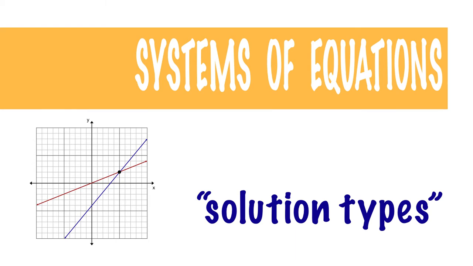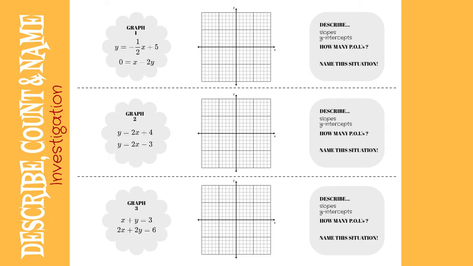In this video, we're going to look at the different ways that two equations can interact with each other, giving us three different solution types. I've come up with an investigation to illustrate the three different possibilities of solutions for systems of equations. Once you graph each set, graph 1, 2, and 3, you'll then describe what you've done, count the number of POIs, and come up with a name for the situation that you have. You can pause the video and come up with the graphs on your own, or watch me do it.